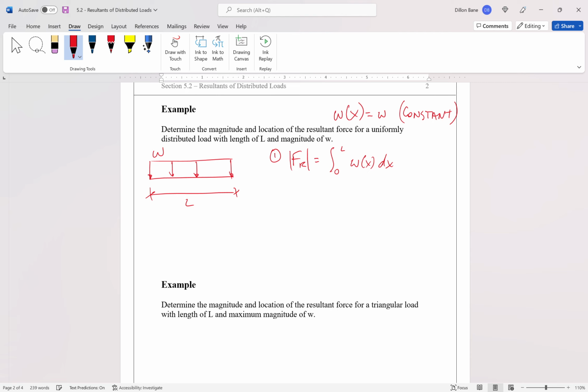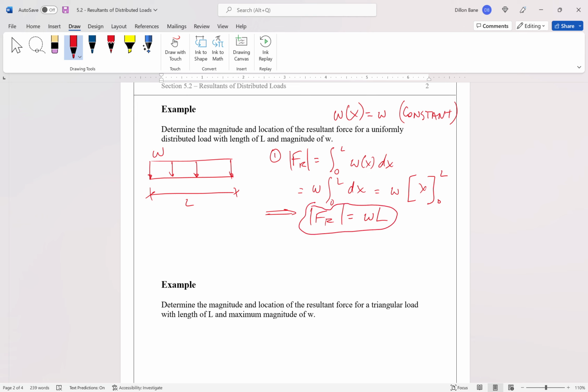So what do we do with constants and integrals? We just pull them out, correct? So this becomes the integral from 0 to L. I'm sorry, I need to pull the W out. Of dx. That's all it is, right? So the integral of dx is just x, right? We take x, we evaluate that from 0 to L. What does this tell us when we evaluate this? It tells us that the magnitude of Fr is just W times L, right?